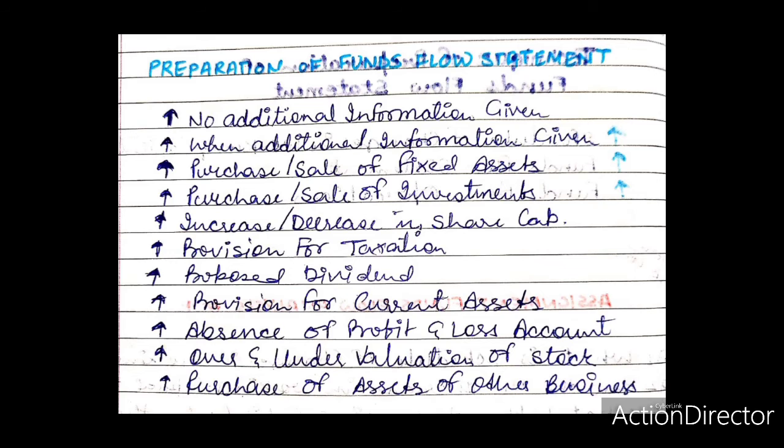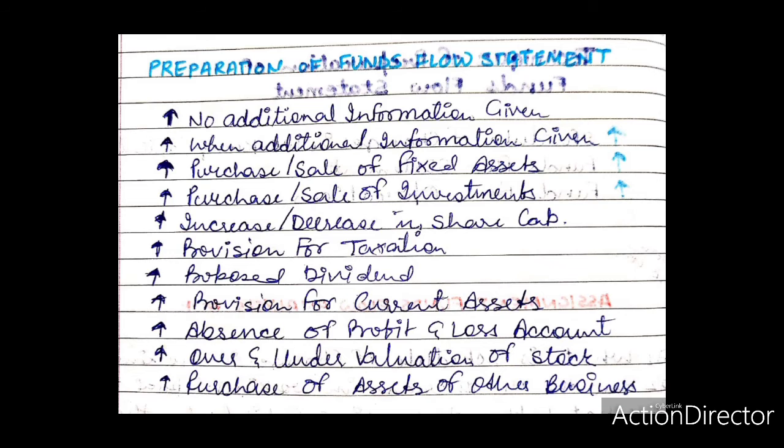A. As a current liability. Sometimes provision for taxation is treated as a current liability. Accordingly, it is shown in the statement of changes in working capital, and any tax paid by the firm during the year is ignored. That is, it is not shown in the funds flow statement as an application of funds.